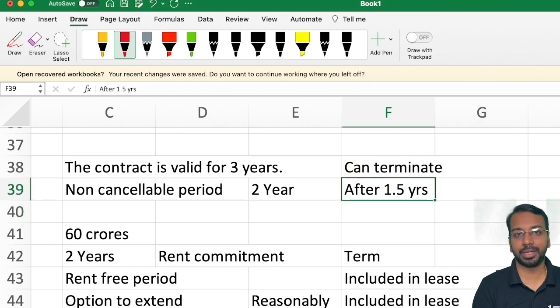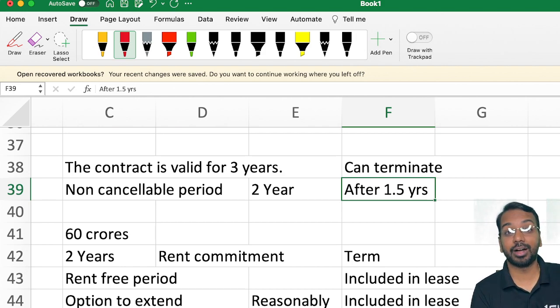I have an option to terminate. And if I am likely to exercise that option, then it is not included in the lease term. Now, some of you may have a doubt, sir, why will we put a clause which says after 1.5 years we can terminate the lease? Why will the lessor agree, or why will the lessee agree? The lessee agrees to this kind of termination so that in case the asset does not perform as expected, we can come out of the contract.